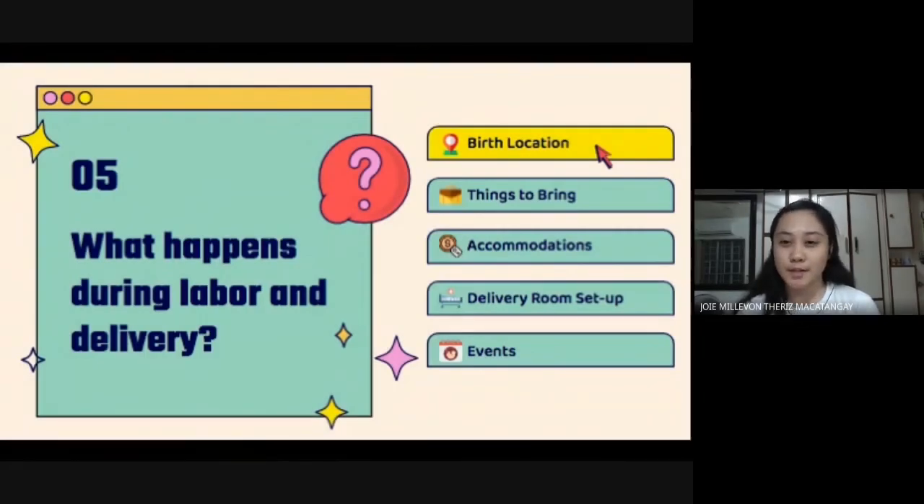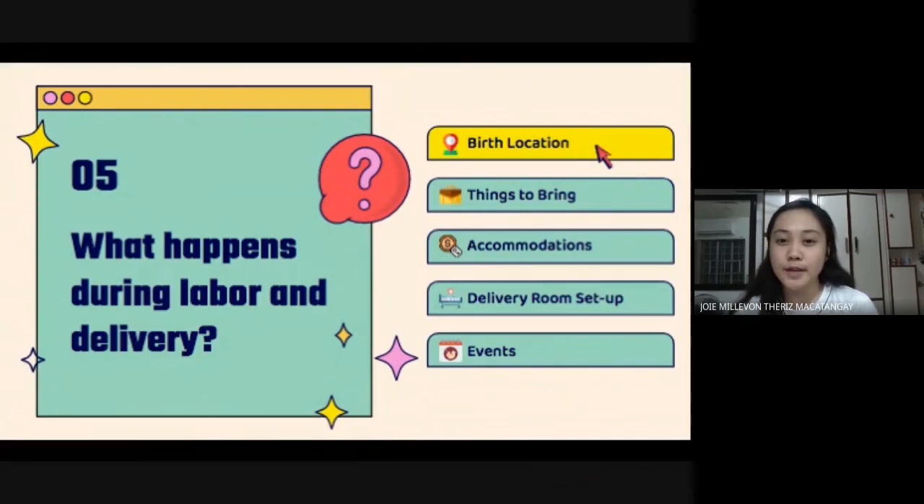Ako po si Student Nurse Millevon, and I will be discussing what happens during labor and delivery. So I will be dividing this into 5 parts, namely the birth location, things to bring, accommodations, delivery room setup, and the important events. So explain ko po sa inyo what will be expected inside the delivery room and how the healthcare workers will assist you throughout your whole labor, delivery of the baby, and up to postpartum period.